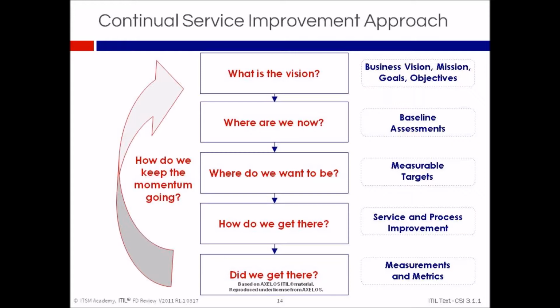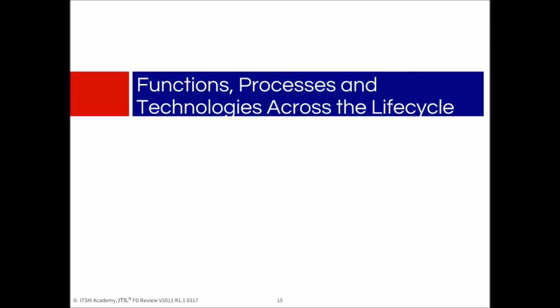Now, one of the steps Mike talked about is how do we get there? And how we get there is through service and process improvement. And by also looking at the functions and the processes that we have in place within our organization, the technologies we have in place, and make sure that they truly are benefiting our organizations.